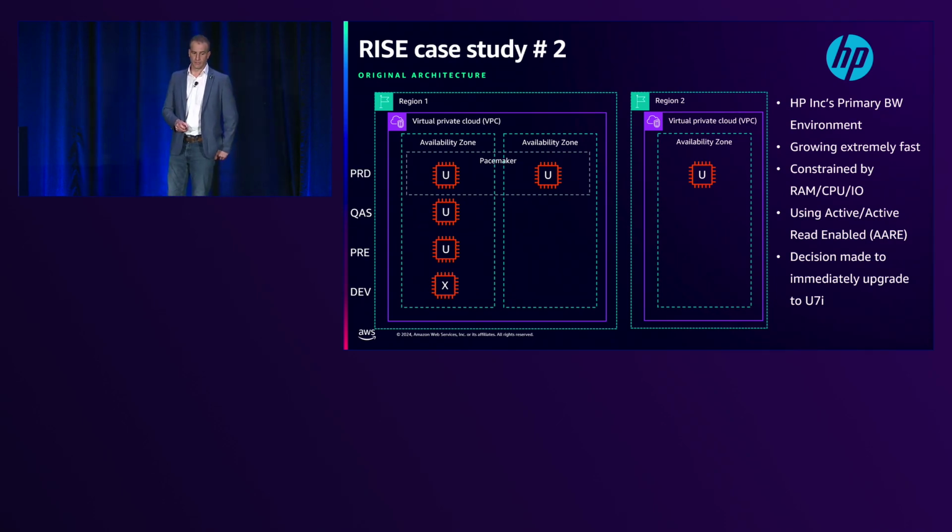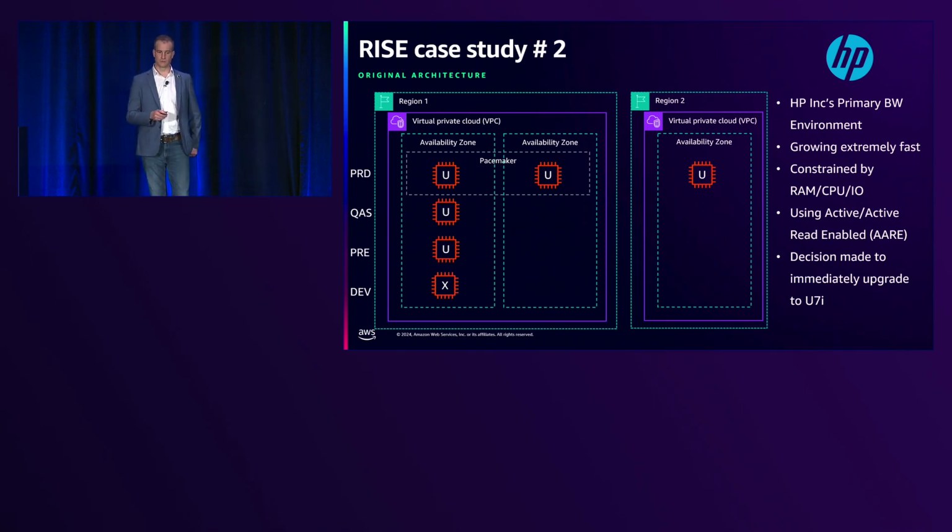The second one was their primary BW environment, which was built on 18 terabyte Gen 1. It's also growing extremely fast, and it was constrained again in RAM, CPU, and I/O. It's a bit of a theme. In this particular case, what made it even worse was that the customer uses AARE, active read enabled. This allows them to run reports from the HA node, while it's also having to deal with the commitment of new transactions there.